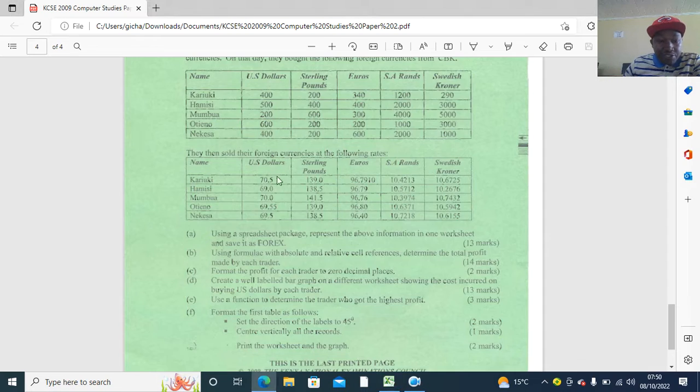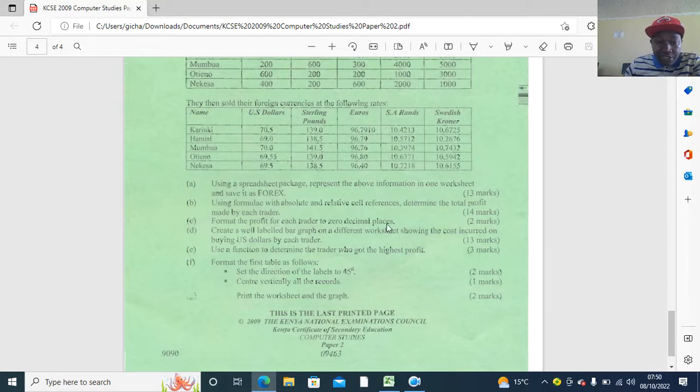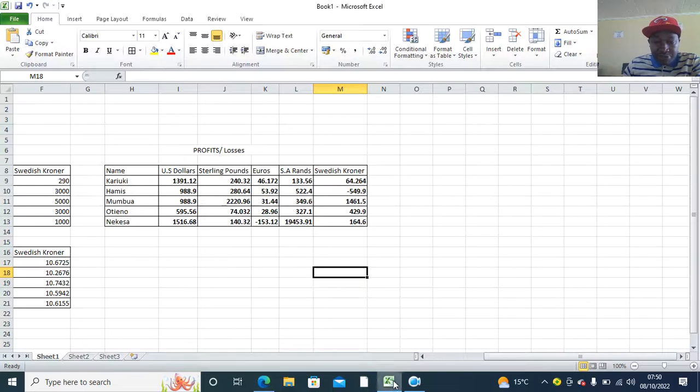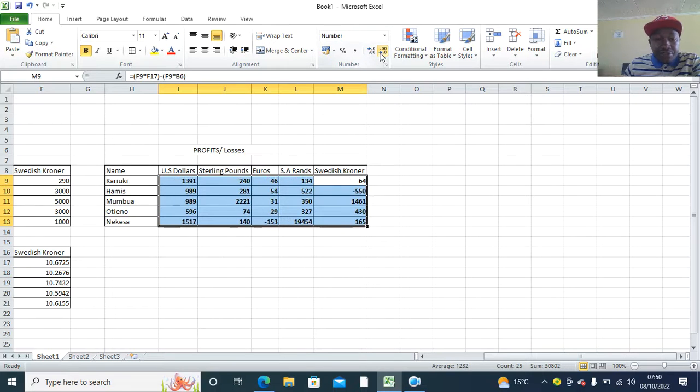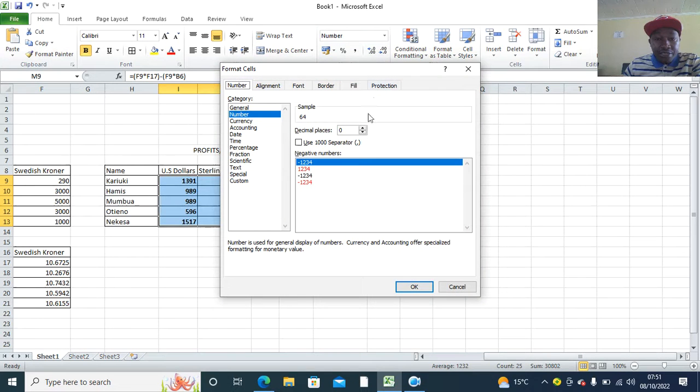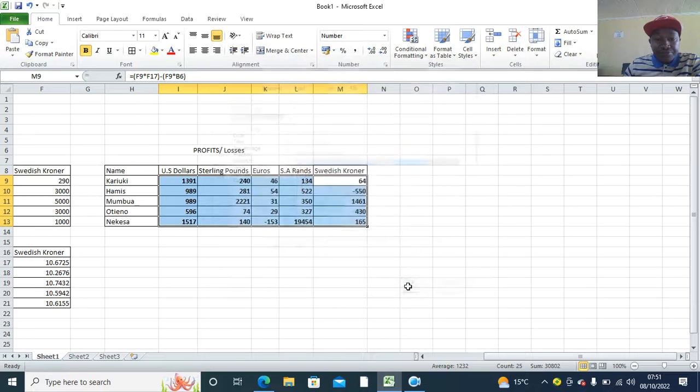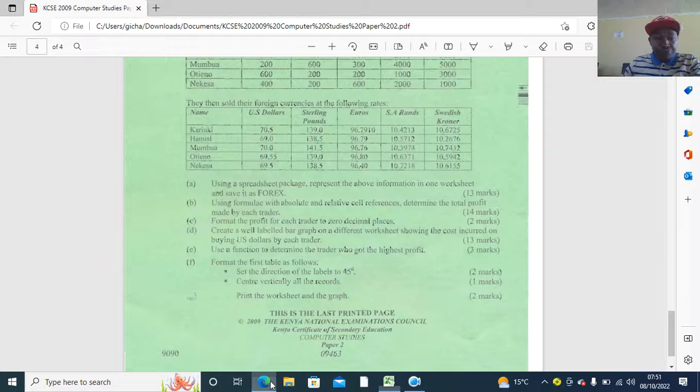So we go back to the next question. So far we have done that one. Format the profit for each trader to 0 decimal places. So you highlight, then up here you reduce the zeros until you get 0. Alternatively, you can just go to this point here and then you set 0. You see it is 0. Then from there we go to the next question.